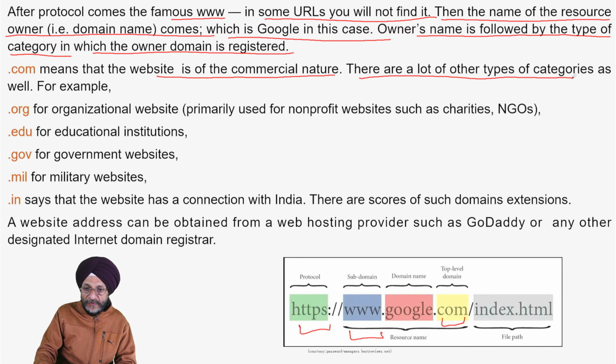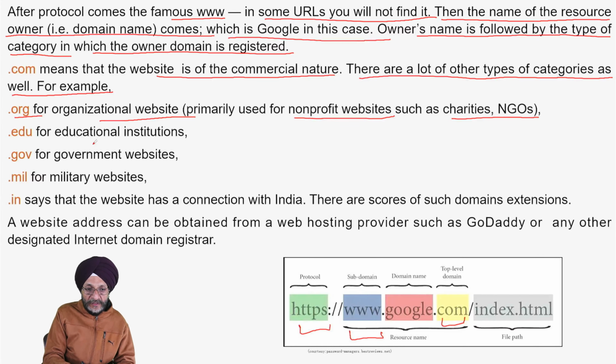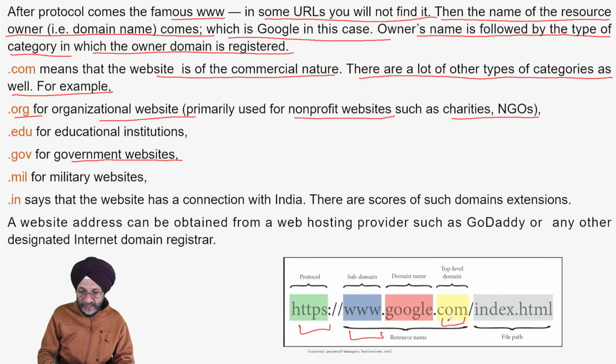There are a lot of other categories. For example, .org means organizational website, primarily used for non-profit websites such as charities, NGOs. If here it is written as .gov, then it is for government websites. If it is written as .mil, it is used by military websites. .in says that the website has a connection with India.